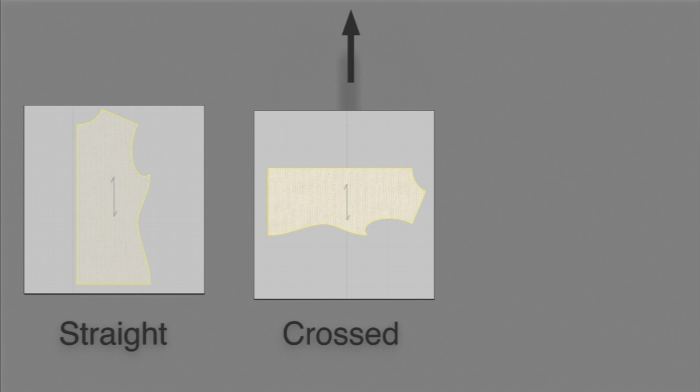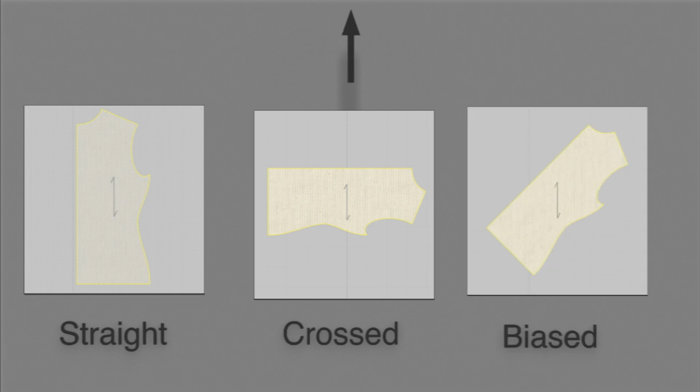Cross. This is cut in a 90-degree angle in respect to the warp. This limits the stretch, and it can be used in cuffs or yokes, or to make the print make sense. And in bias. These pieces are cut in a 45-degree angle. Pieces cut in this fashion tend to compress on the horizontal and stretch on the vertical.